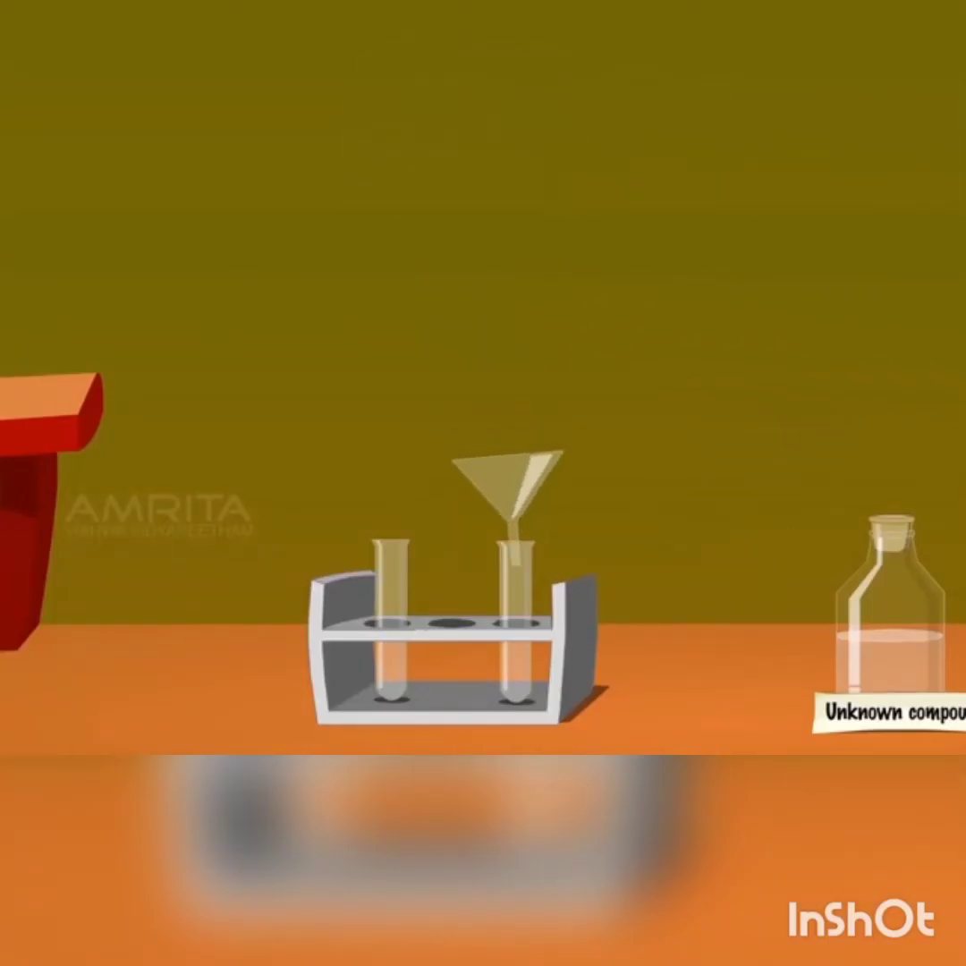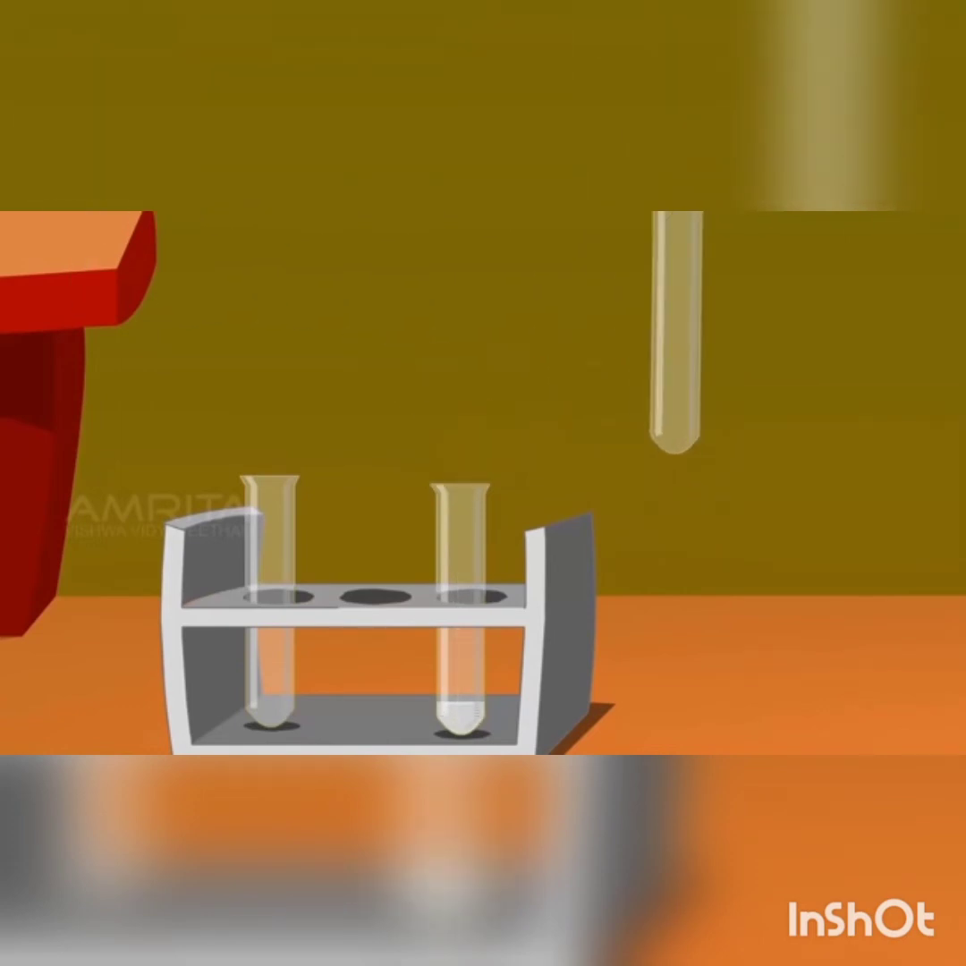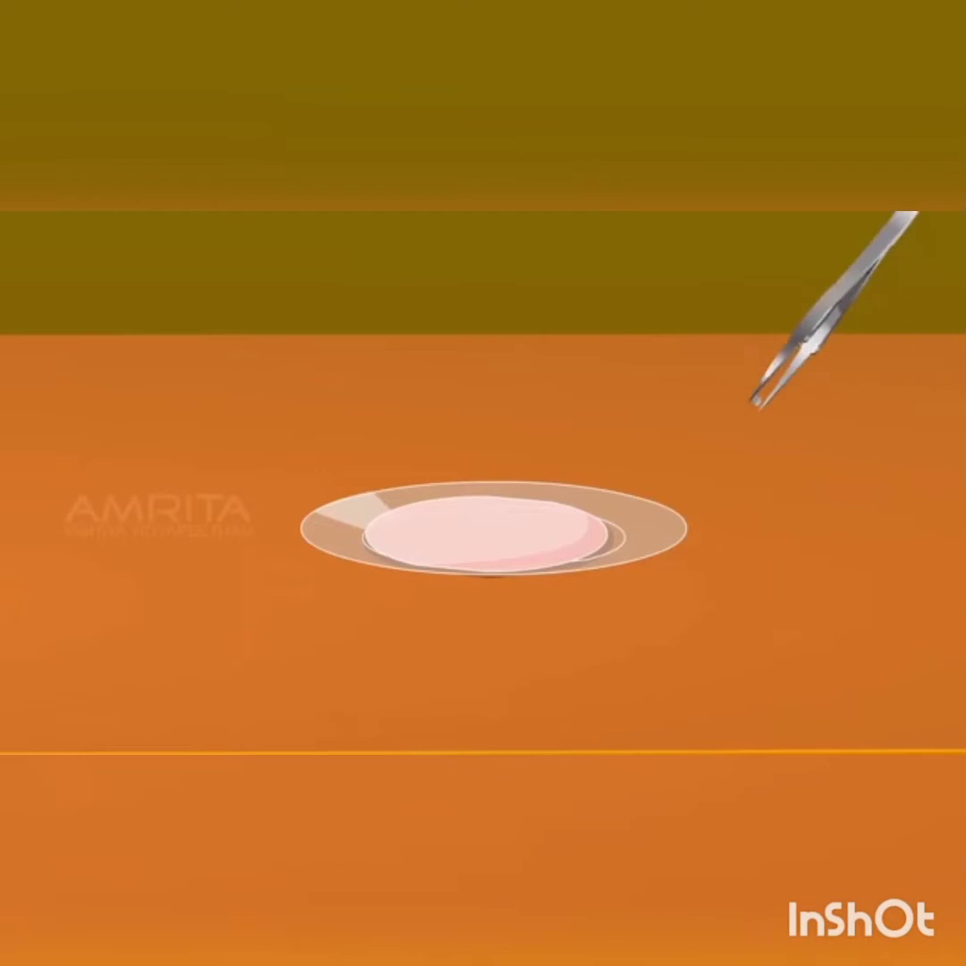Place a funnel over a test tube. A filter paper is set into the funnel. Filter the solution into the test tube. Remove the funnel. Take small pieces of sodium metal using a forceps. Place it on a filter paper and dry it with another filter paper.